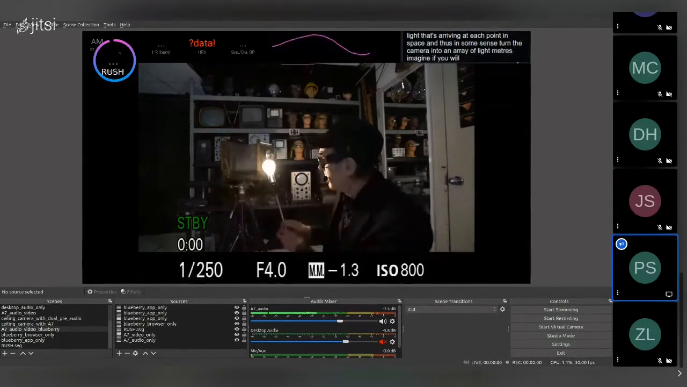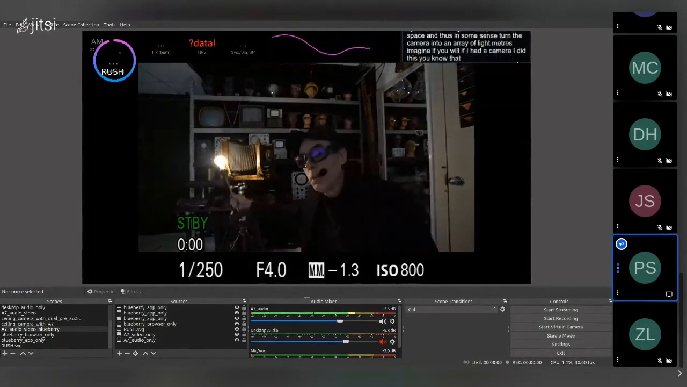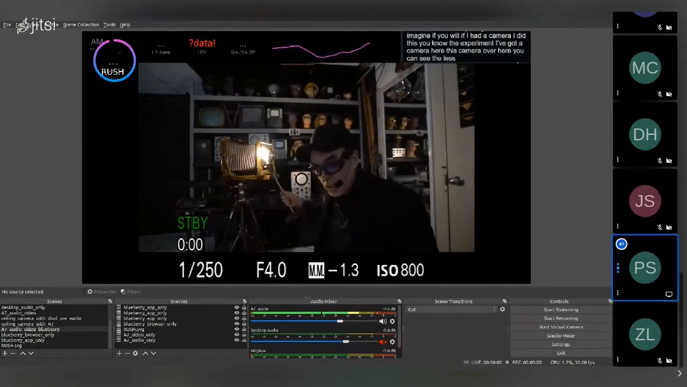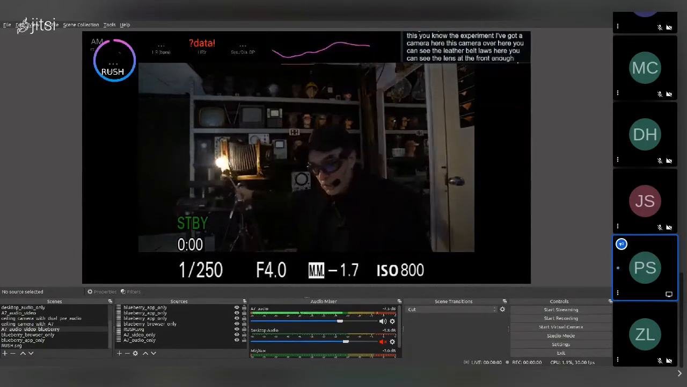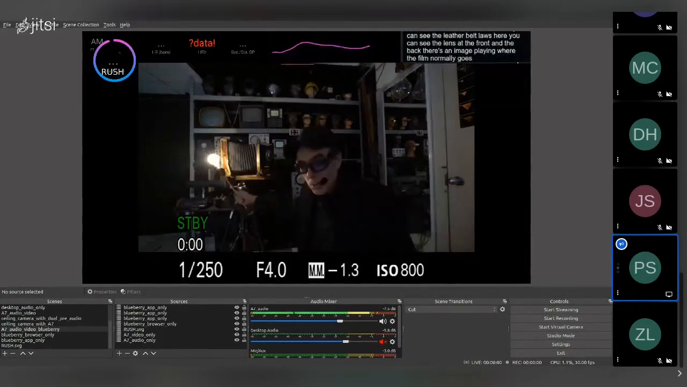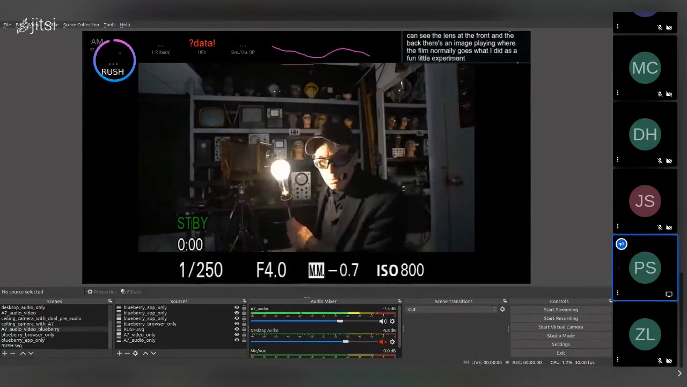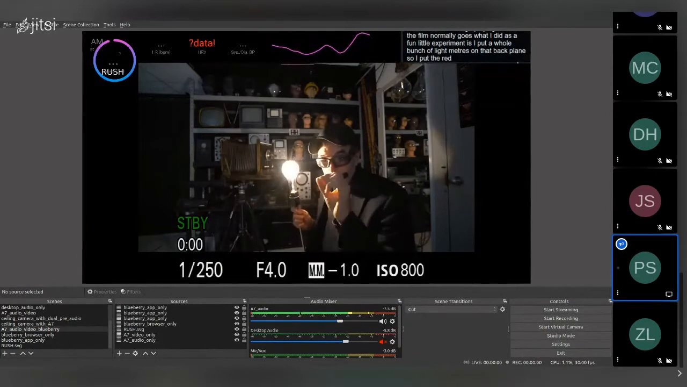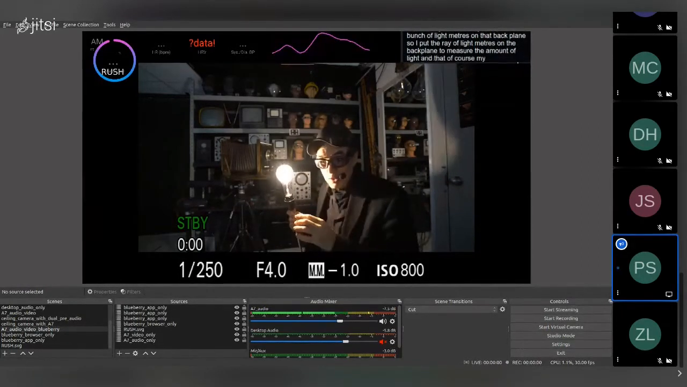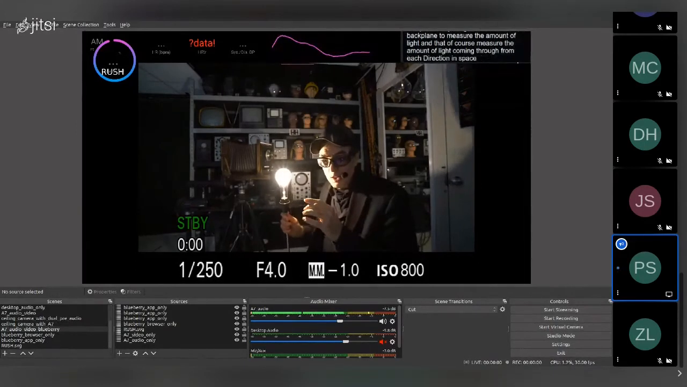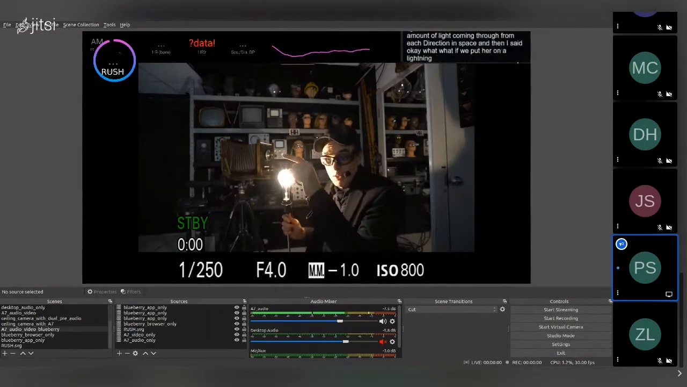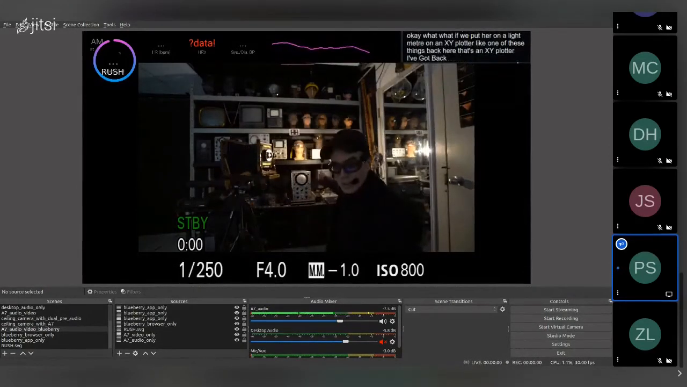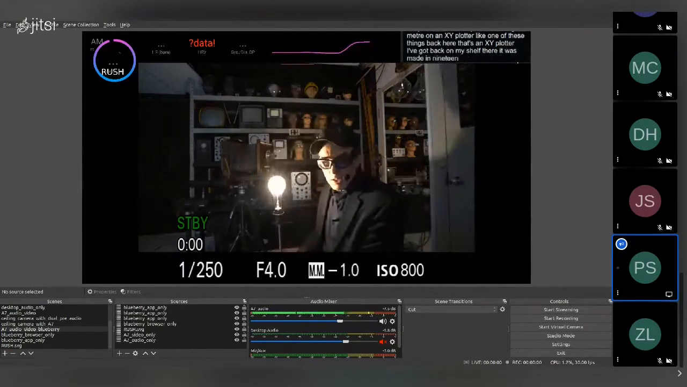Imagine, if you will, if I had a camera, and I did this experiment. I've got a camera here, this camera over here. You can see the leather bellows here. You can see the lens at the front and at the back. There's an image plane where the film normally goes. What I did as a fun little experiment is I put an array of light meters on the back plane to measure the amount of light, and that of course measured the amount of light coming through from each direction in space. And then I said, okay, well, what if we put a light meter on an XY plotter? Like one of these things back here, that's an XY plotter I've got back on my shelf there that was made in 1968.